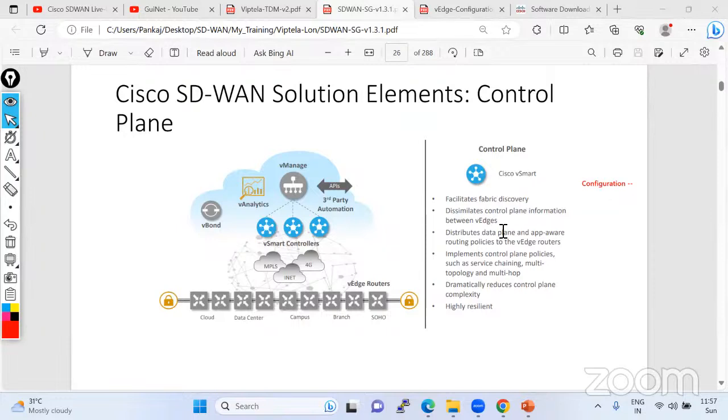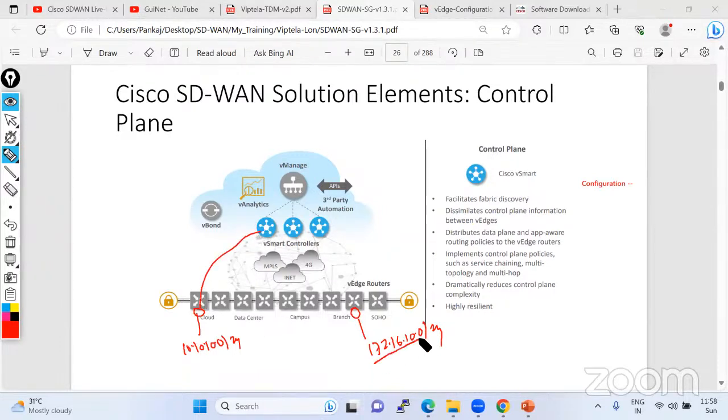It disseminates the control information between the edges. What is the control? Again, it's your routing information. Let us suppose in this scenario this is one edge, and it wants to talk to this other edge. They have their LAN subnets, might be 10.10.10.0/24, and here we have the LAN subnet 172.16.10.0/24. These are the two LAN subnets we have. They want to communicate. So first, they will go to the vSmart.